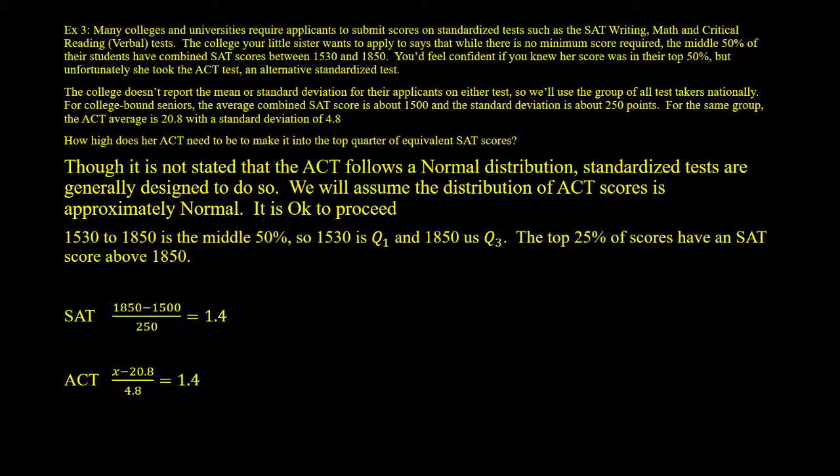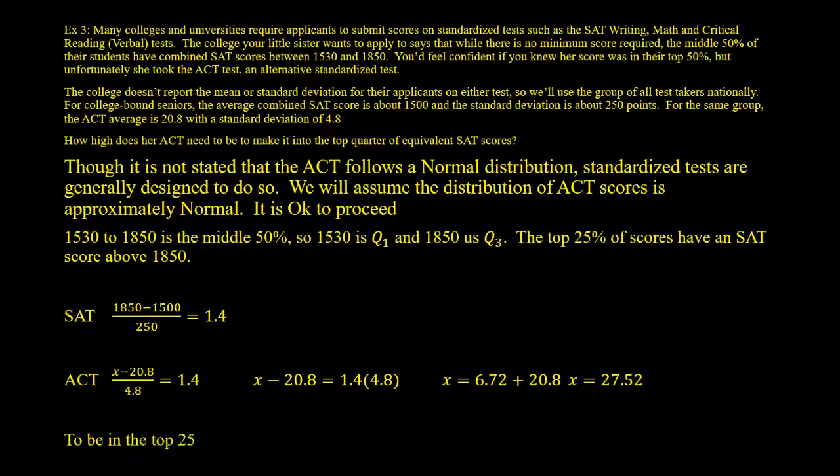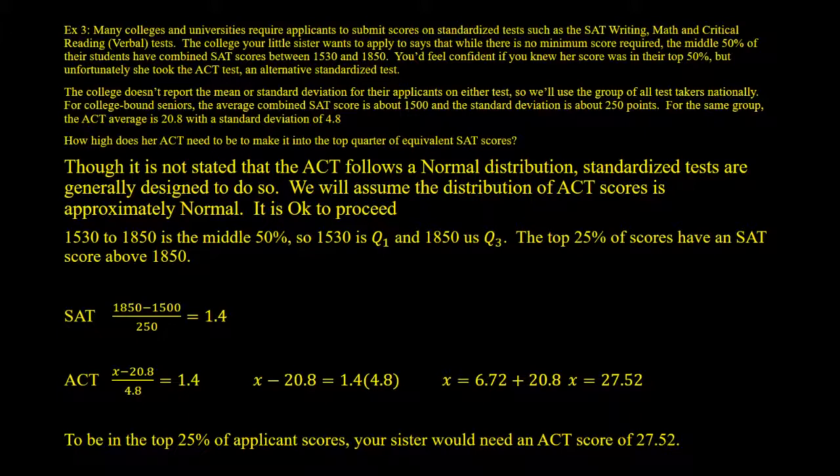So we multiply both sides by the 4.8. I get X minus 20.8 equals 1.4 times 4.8. Now I want to get X alone, so I'm going to add that 20.8 to the other side. So X equals 6.72, I just did that multiplication there, plus 20.8. X will be 27.52. To be in the top 25% of applicant scores, your sister would need an ACT score of 27.52.